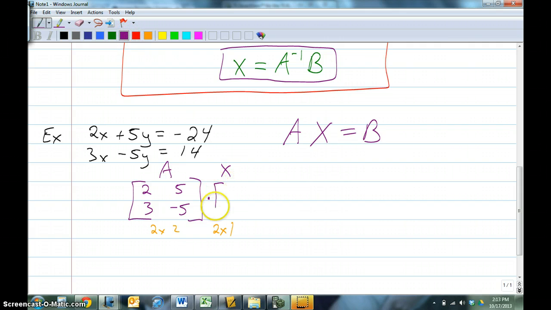Matrix X is going to be the variables, X and Y. Equals, now if you recall, when we multiply matrices, a 2 by 2 times a 2 by 1, our answer is going to be a 2 by 1. And our answer here equals, any guesses? Negative 24 and 14. That's our matrix B. Matrix A times matrix X is equal to matrix B.